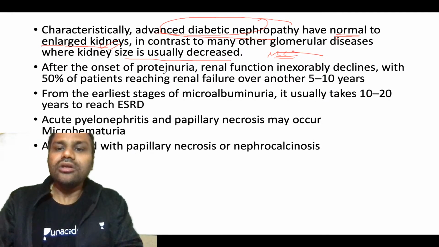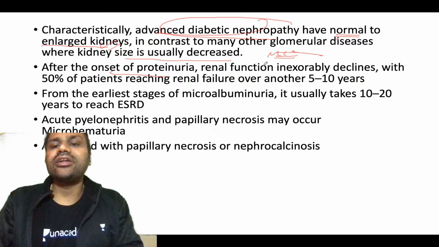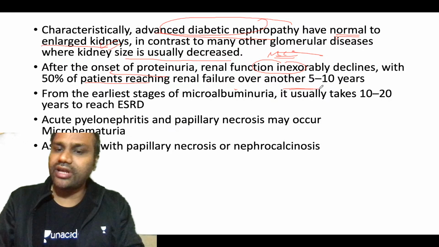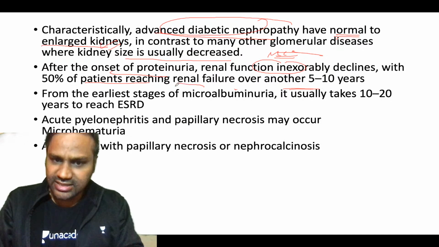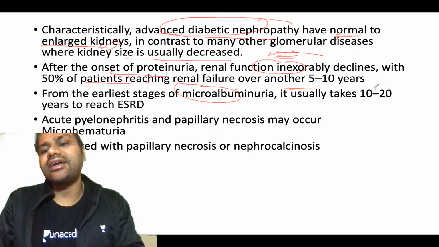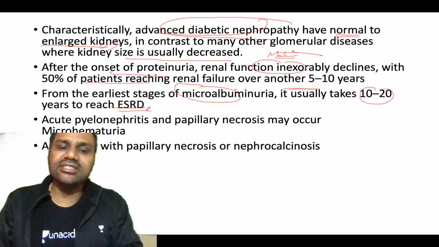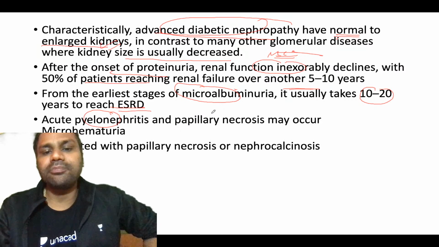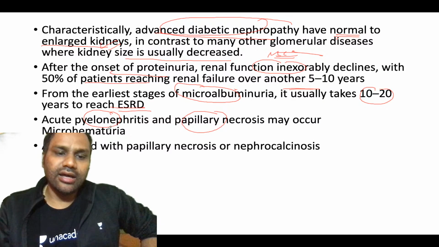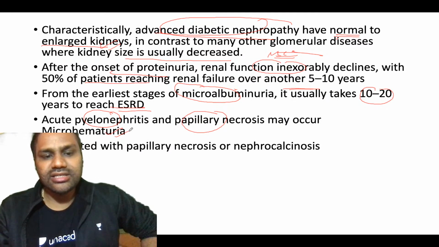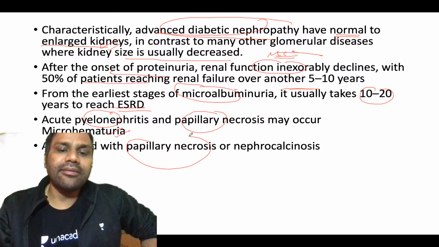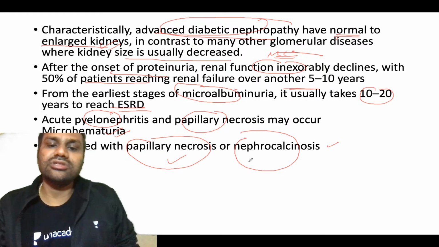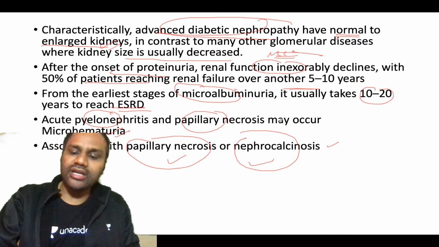After onset of proteinuria, the renal function will start declining, with 50% of patients reaching renal failure over 5 to 10 years. From the earliest stage of microalbuminuria, it usually takes 10 to 20 years to reach end stage renal disease. You can also see other findings: acute pyelonephritis with papillary necrosis can occur, and microhematuria can occur. Diabetic nephropathy is also associated with papillary necrosis and nephrocalcinosis. So these are important clinically.